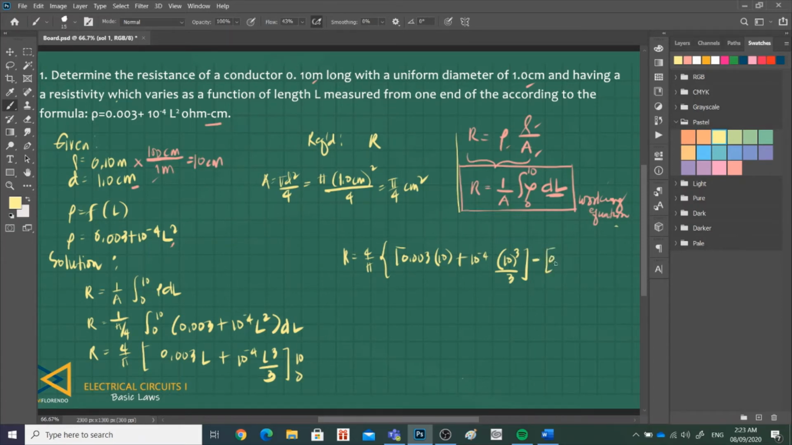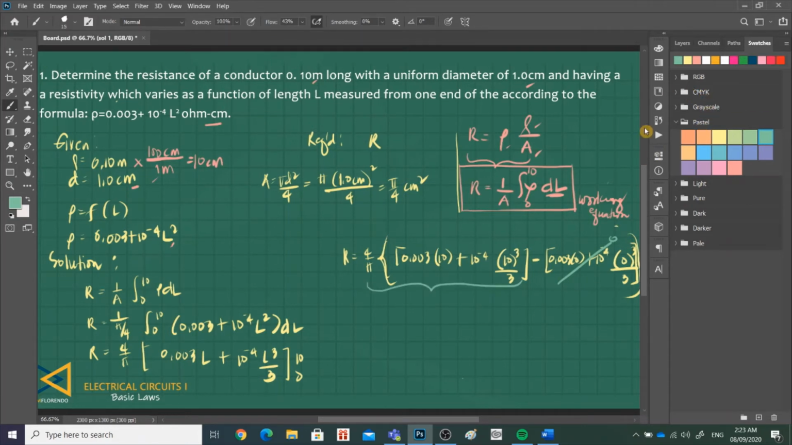So, 0.003 times 0. Okay. Plus 10 raised to negative 4 times 0 raised to 3 over 3. Ayan. Naka-multiply yan kay pi over 4. So, ito, 0.003 times 0 plus 10 raised to negative 4 times 0 over 3. So, 0 na to. Okay, so ang matitira niyan, 4 over pi multiplied by itong term natin.